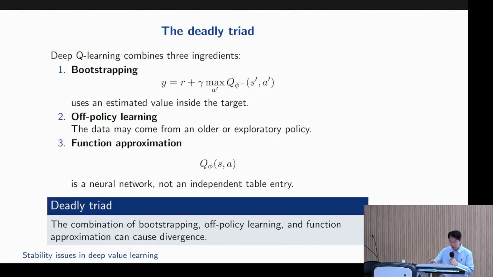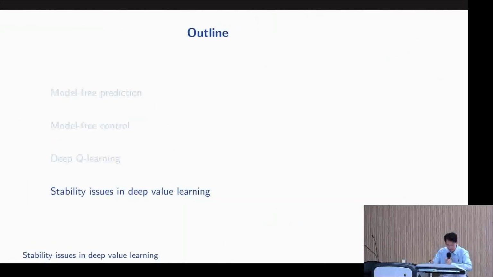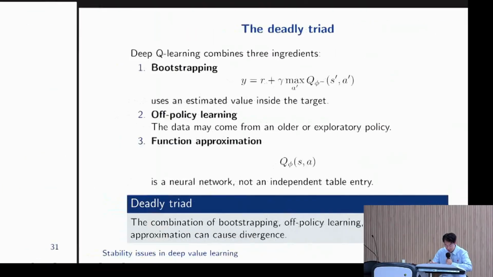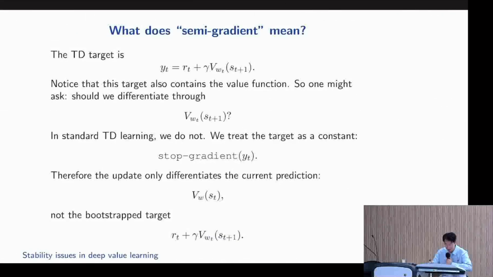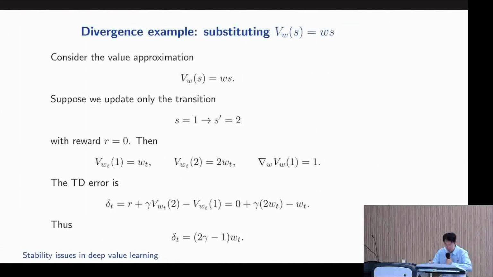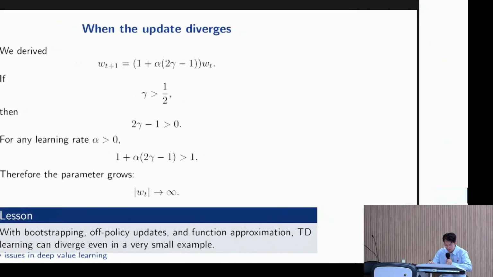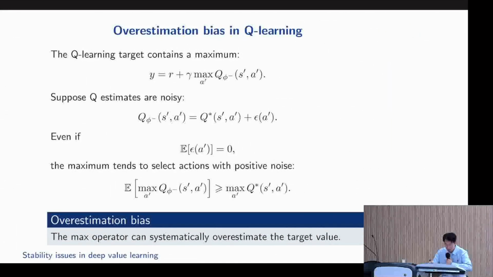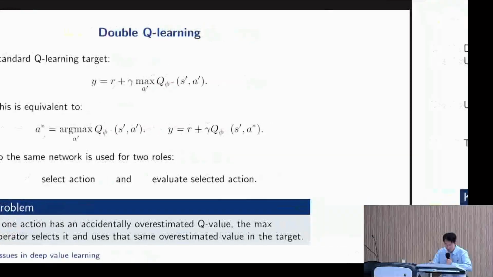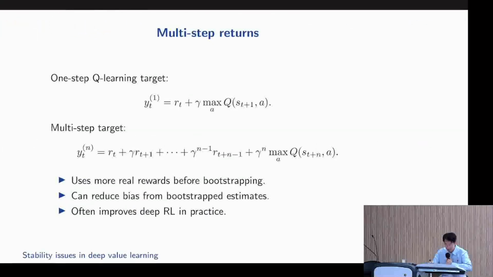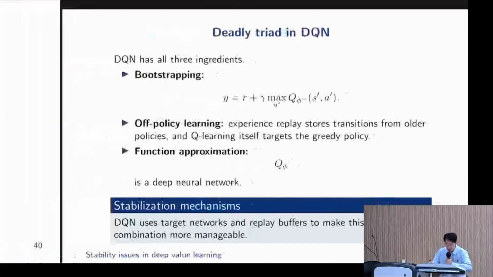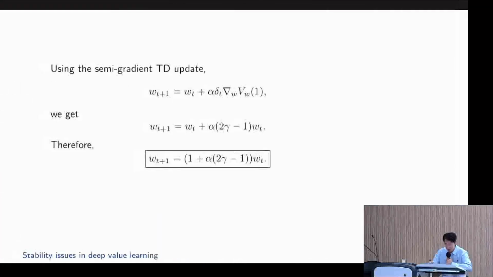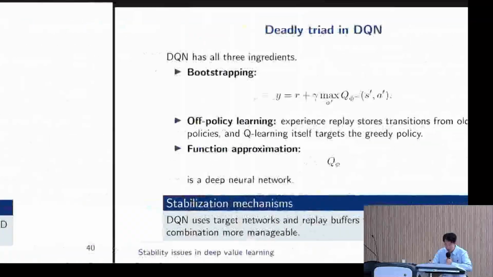Okay, so this is an example of the stability issues in deep Q-learning. Let me see how many slides I have left here. So I'm going to skip some of the slides because we are behind schedule.